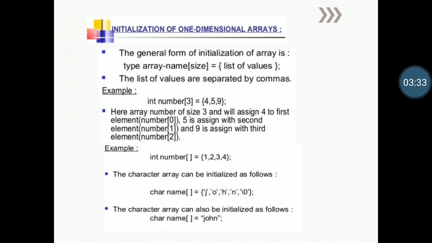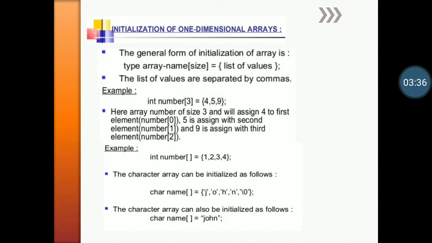Next, initialization of one-dimensional array. The syntax for initialization of array is data type, array variable name, size is equal to values. For example, int number[3] = {4, 5, 6}. Here array number of size 3 will be assigned 4 to the first element, that is 0th index of number array. Then 5 is stored in second element, that is first index, and 6 is stored in the third element, that is second index of number array.